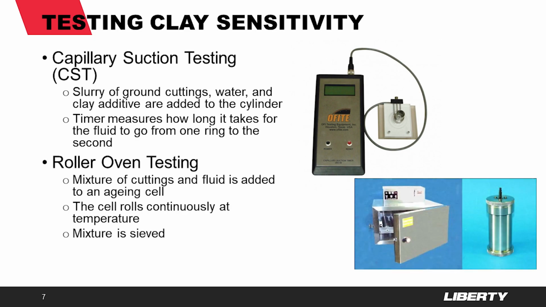In roller oven testing, we use a similar mixture of cuttings and fluid and add this to an aging cell. The aging cell is then placed in a roller oven and rolled continuously at bottom hole temperature for 24 hours. Afterwards, the material is sieved and the percent weight loss is recorded. This tells us a little bit about the clay sensitivity and potential for fines production.